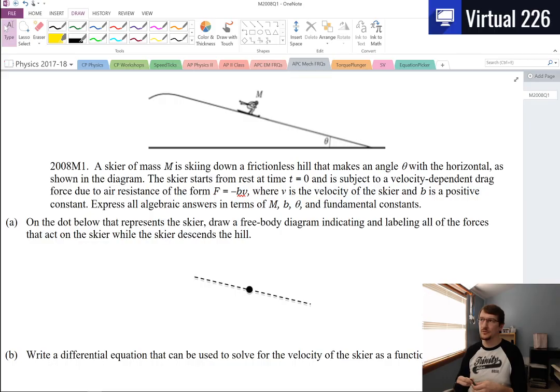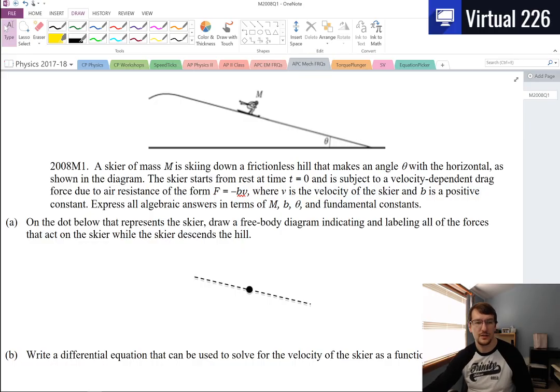Normally these are air drag forces based off of the cross section of the object that's moving, dependent on what density of the air you're in, which is actually dependent on your altitude, and whatever. And then the velocity. And we just have a minus BV here instead of a minus BV squared, which is a little bit more true. And V is the velocity of the skier, B is a positive constant. Express all algebraic answers in terms of M, B, theta, and the fundamental constants, whatever those are.